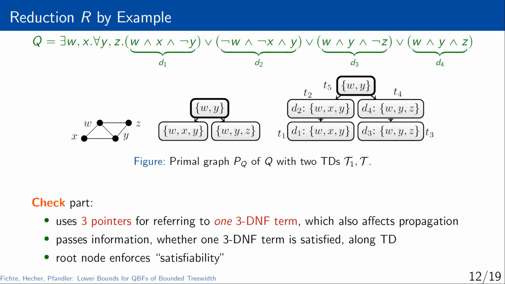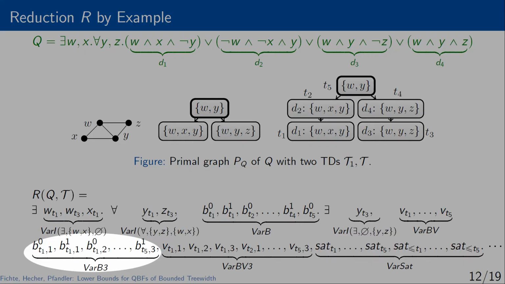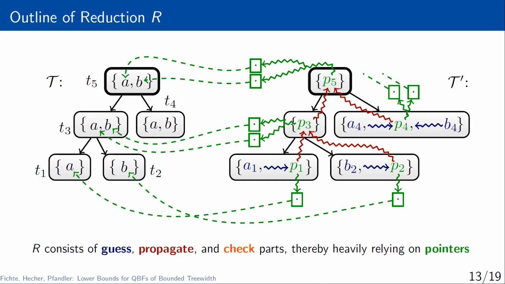The check part is a bit more involved, where we additionally require 3 pointers per bag to check the satisfiability of at least one 3DNF term. The information of the satisfiability is then passed and guided along the tree decomposition, and ultimately in the root node we have to enforce that this is indeed the case. For this check part, we require additional existentially quantified pointer bits as well as pointer values and variables to guide the satisfiability information.